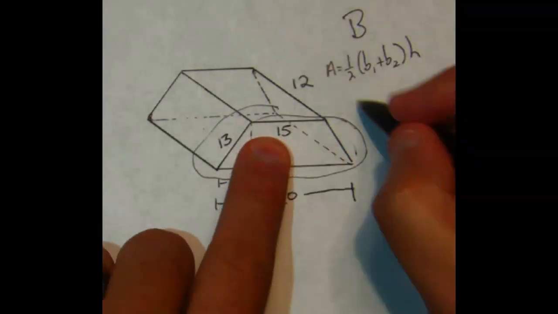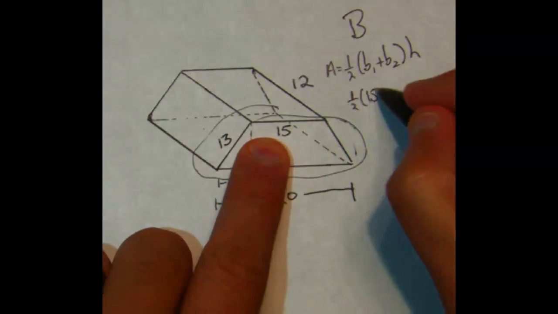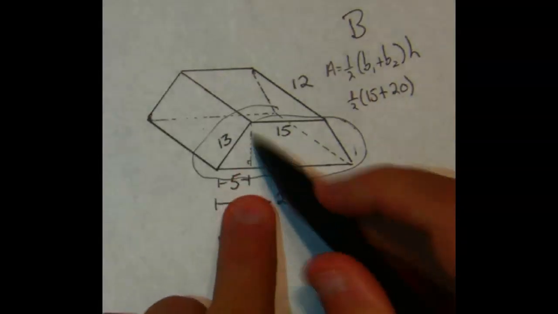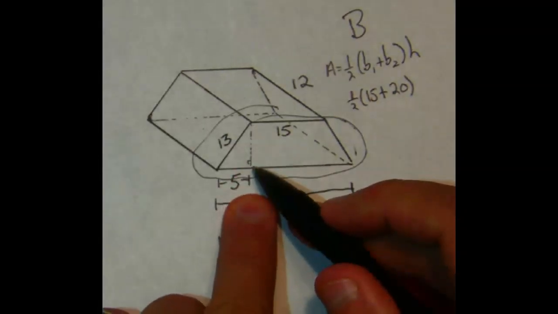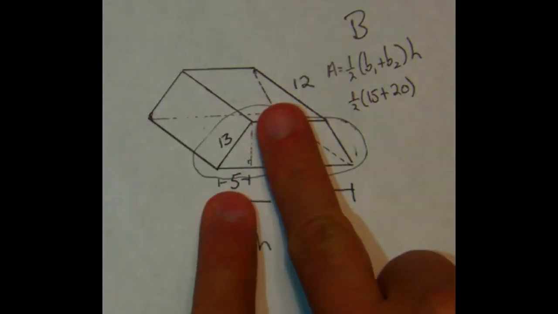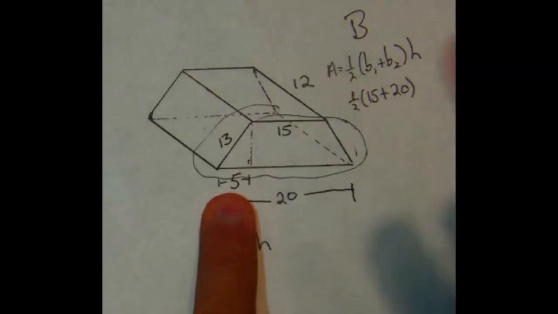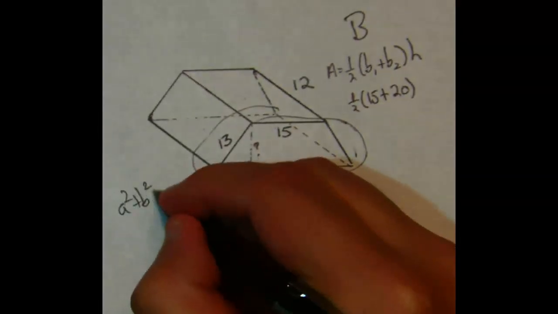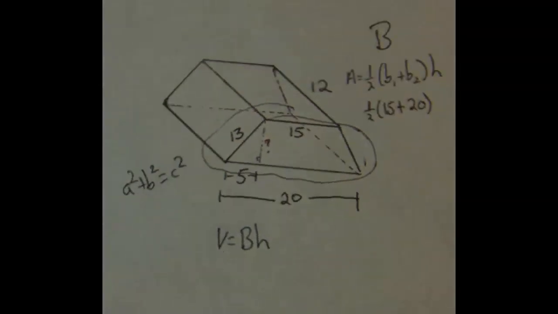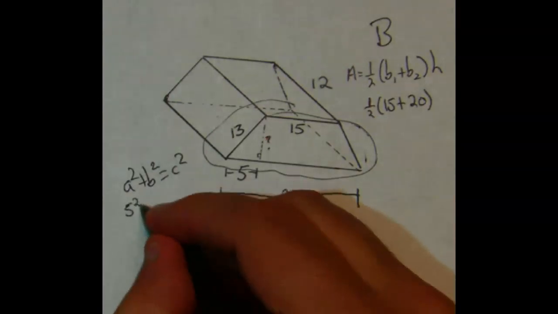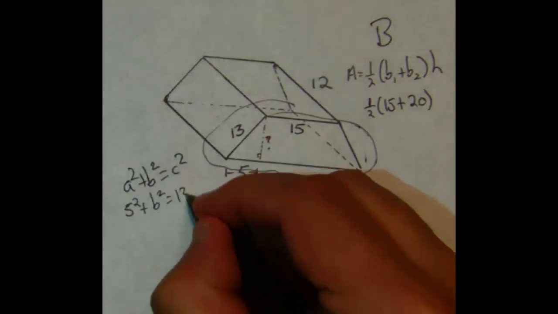Now I have B1, 15. I have B2, 20. But I don't have a height. I need a height. So how am I going to find it? Well, there it is, the right triangle. I have to use the Pythagorean theorem in order to figure out how tall it is in order to get the height. Alright, so let's come over here. We have a squared plus b squared equals c squared. That would give us 5 squared plus b squared equals 13 squared.